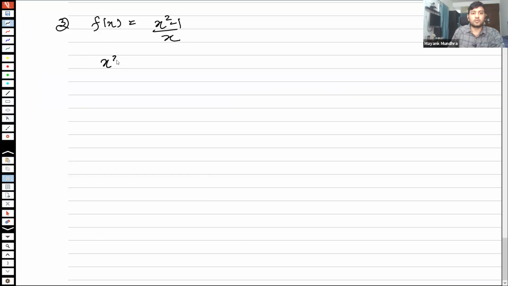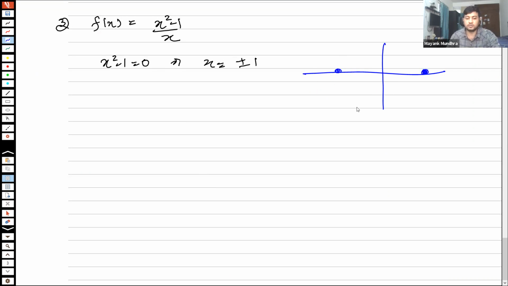Yeah, so x square minus 1 equals 0 implies x equals plus or minus 1. So these are your x intercepts. At x equals plus 1 and at x equals minus 1, the graph is going to pass through the x-axis. So these are the 2 points that I noted. And I know that 0 is not in the domain. So that's all I know after part A of this problem.